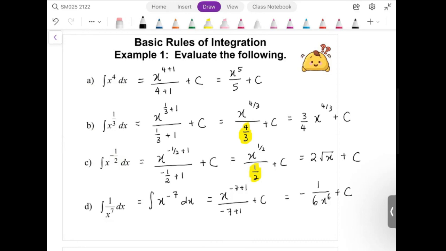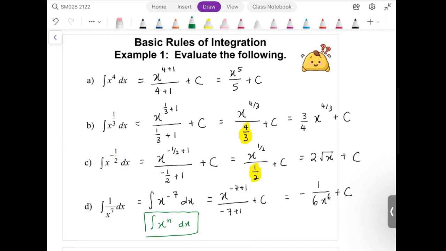Most of the time untuk final answer, kalau kuasa tu negatif, kita tak tulislah dekat bahagian atas, kita bawa turun bawah terus. Okay. Saya nak highlight kat bahagian D. So, bila kita jumpa tu melibatkan fraction kat sini kan, kita ada 1 over. We must rewrite it back in the form of x to the power of n. Sebab tu tadi saya tulis semula dia jadi x to the power of negative 7.